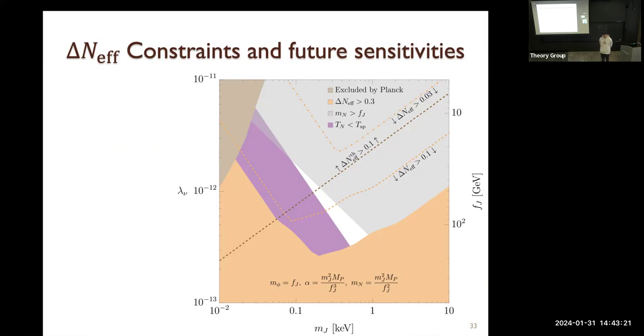And then if we verify your model, who gets the Nobel Prize, you or Affleck-Dine? I think Affleck-Dine, definitely them. If they are alive. If we wait long enough. Only CMB-S4. Of course that cannot prove this model. By no means. CMB-S4 will not prove your model.